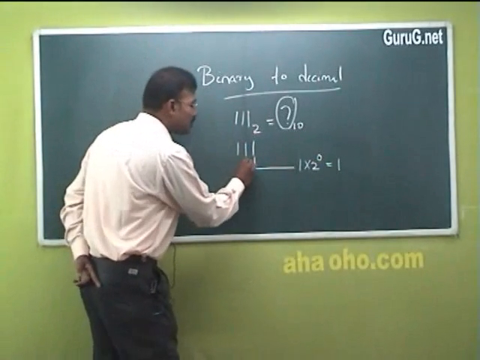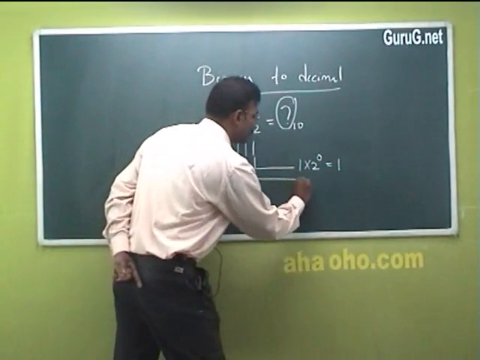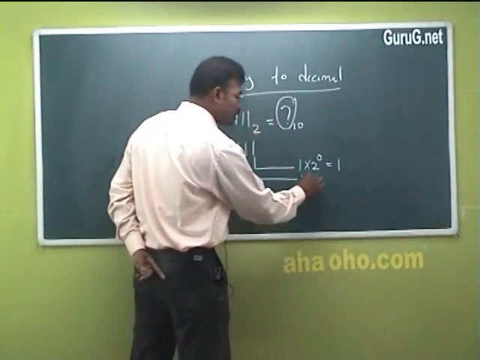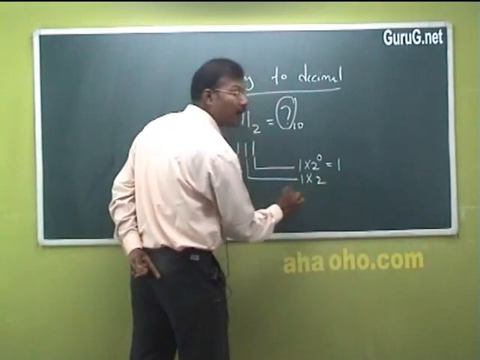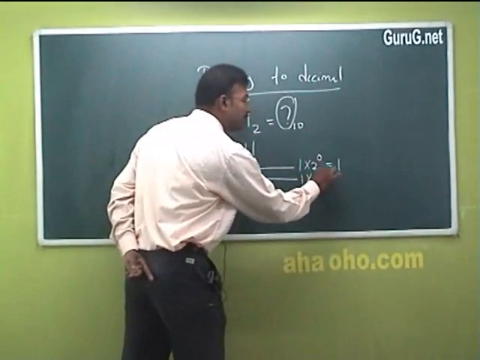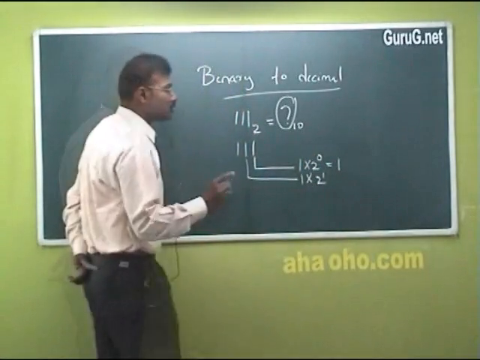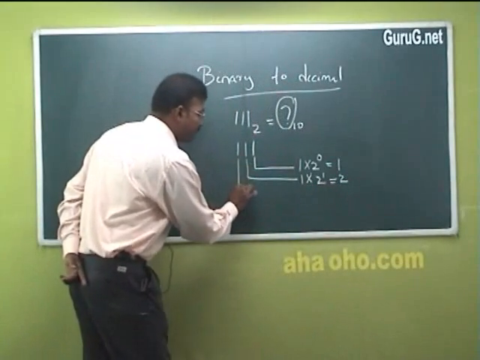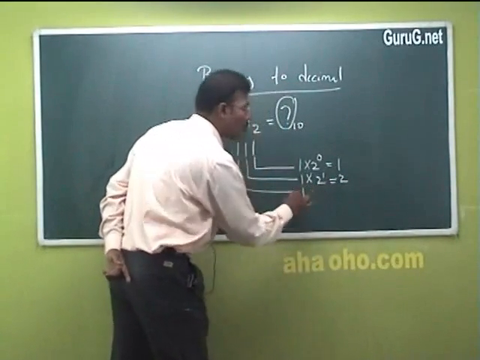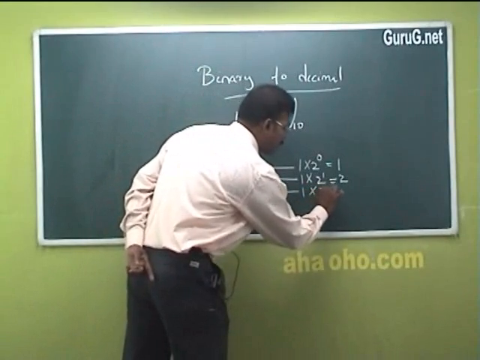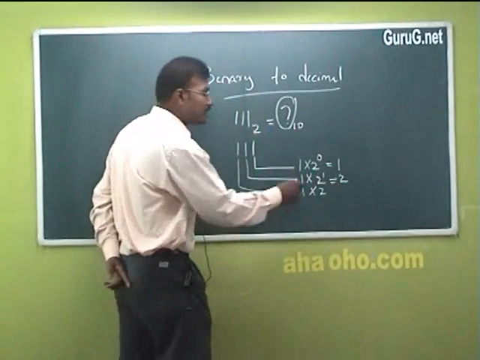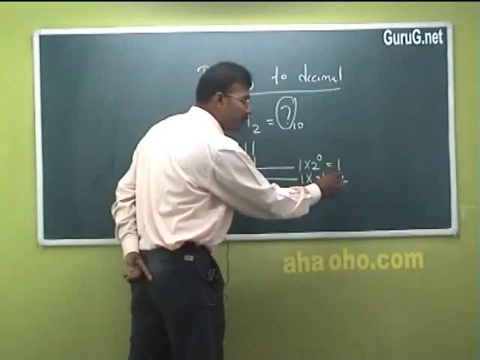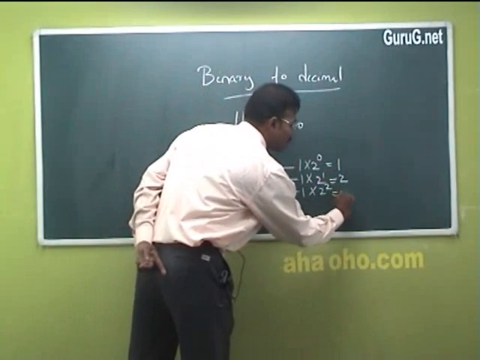Next bit you need to take, and this bit is 1, should be multiplied with 2 power 1. You need to increment the power by 1. So the value will be equal to 2. Similarly, the MSB is also 1 and you need to multiply it by 2 power 2, which will be equal to 4.